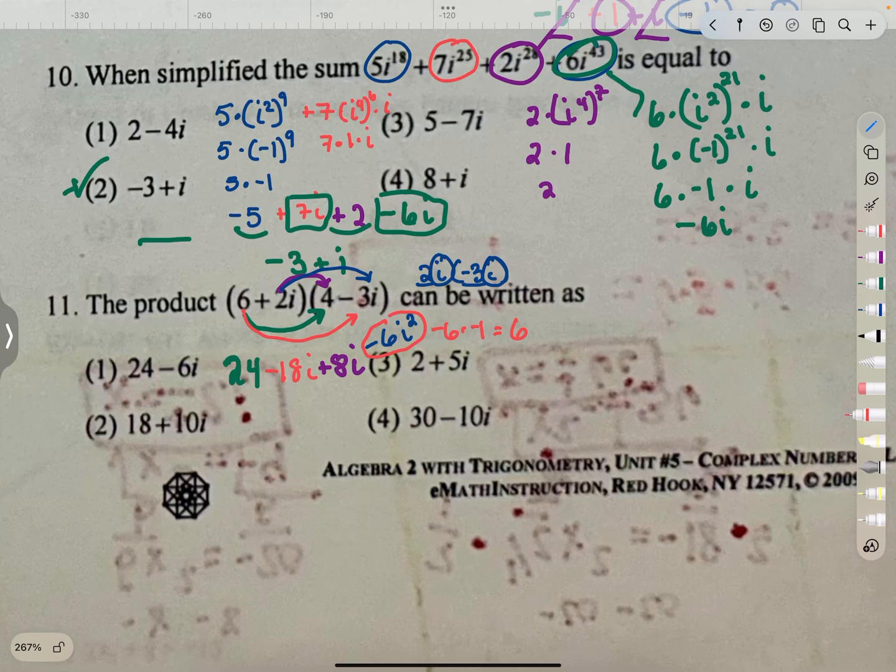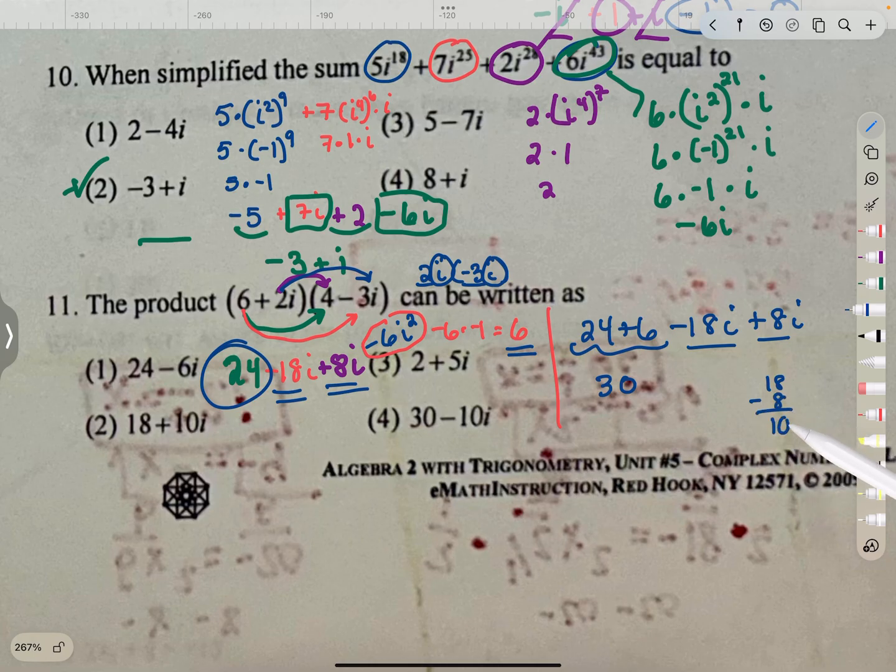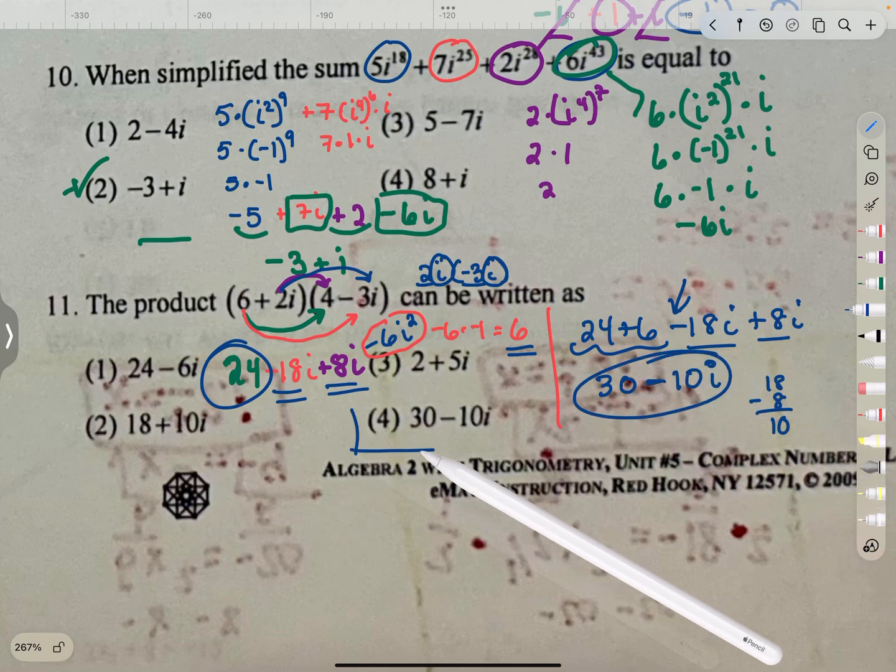Alrighty, so now here's all the terms. If you can see them all, I got to grab another pen here. I had a 24, and now I've got this 6, and those are like terms, and it's a positive 6. Then I had this negative 18i, and I have this positive 8i, and those are like terms. So those get added together, giving me 30 for real stuff, and negative 18 plus 8. So that's opposite signs. So when I add those, I always take the big one and subtract the small one, giving me 10, but I keep the sign of the bigger one. So negative 10, and that counts as 30 minus 10i.